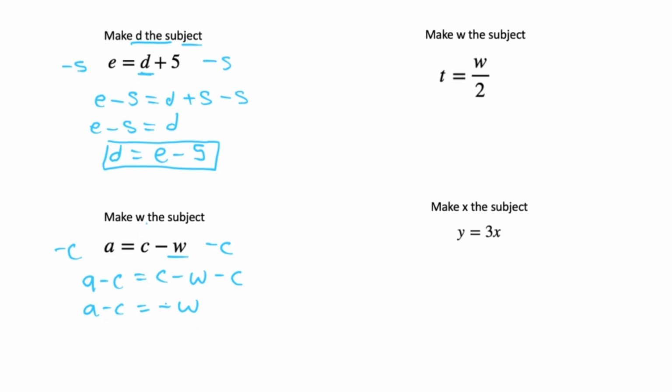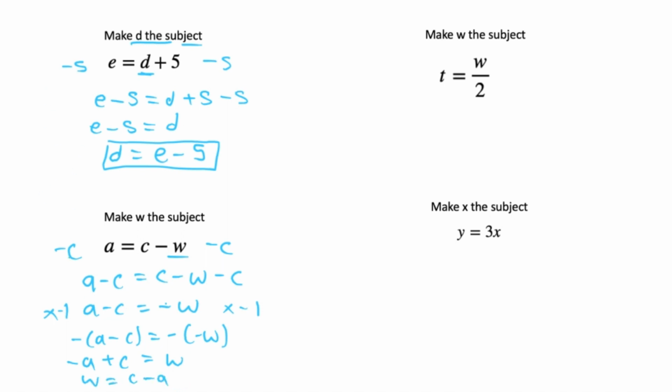Now we're trying to find positive W as the subject, so we need to get rid of the negative. To get rid of the negative, you just multiply both sides by -1. Sorry, I missed the sign here. Now when you multiply both sides by -1, this is what happens. Minus times A equals minus A. Minus times minus C equals plus C. Minus 1 times minus W will give you W. So then W equals C minus A.